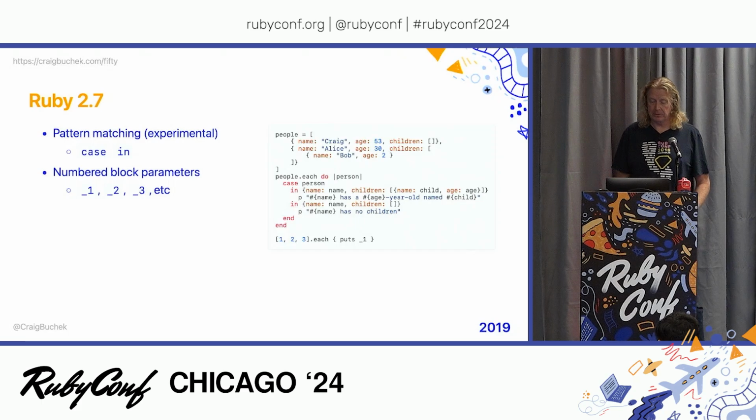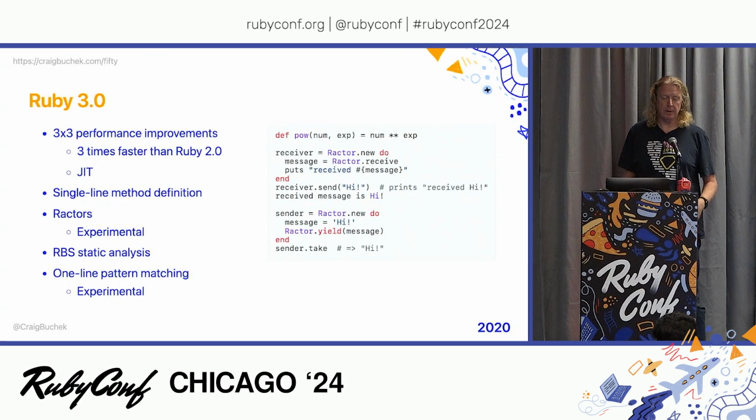Ruby 2.7 in 2019 added pattern matching, borrowed from Elixir with the case in. Who's using pattern matching? All right, about a third of the people, I think. And numbered block parameters. So you can use _1, so you don't have to give a name to your parameters in a block. And lots of internal cleanups.